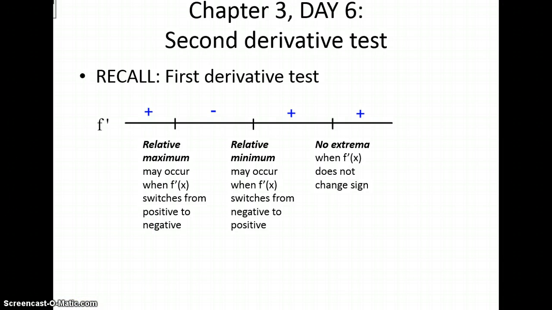Okay, chapter 3, the second derivative test. So remember the first derivative test. This is what you used in your quiz. If the first derivative switches from positive to negative, a relative maximum may occur at this critical number.